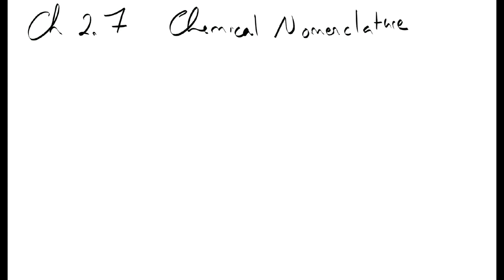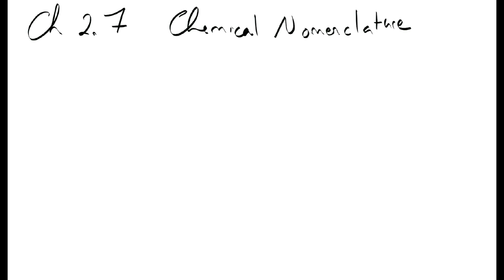Okay, welcome to Chapter 2, Section 7, Chemical Nomenclature. Here we are going to limit ourselves to ionic compounds and binary covalent compounds. We won't be talking about alloys or semiconductors or organic compounds. Organic compounds, for me, come in second semester, where we start diving into those.